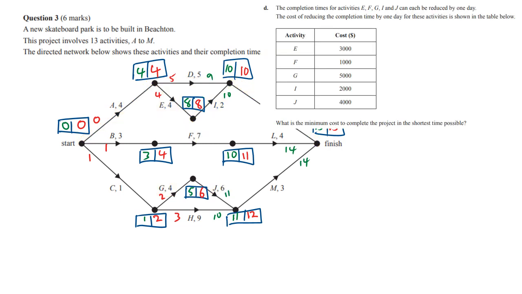Which one are we going to crash? Well, let's look at our costs. E costs 3,000. I costs 2,000. I don't know about you, but I'd rather only pay 2,000. So what is the minimum cost to complete the project in the shortest possible time? It is $2,000. That was quite a tricky question.